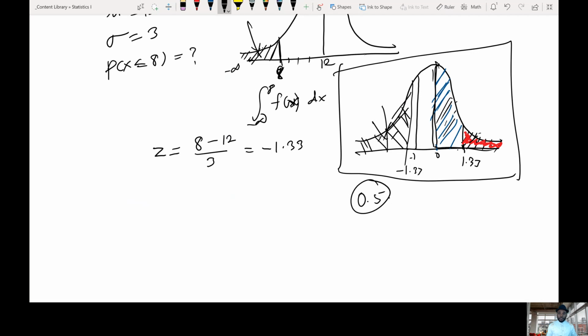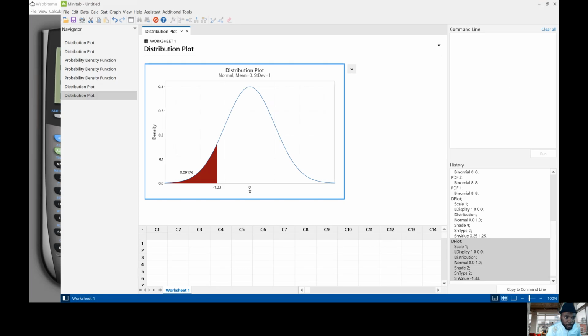So let's get back our board. And so what we just did, we just found the probability of interest. So we found the probability that Z is less than or equal to negative 1.33. And what did we find that to be? We said it was about 0.0918. So for four decimal places, let me confirm. 0.0918. Yeah.